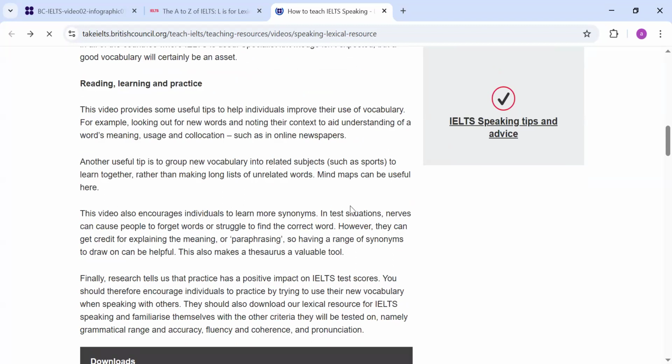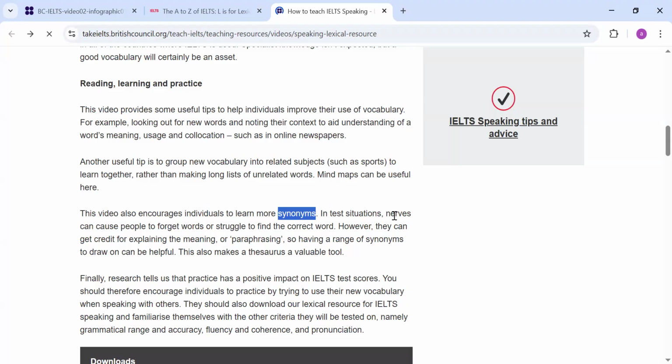This video also encourages us to use synonyms. Nerves can cause people to forget words or struggle to find the correct word. One reason we are unable to be fluent is that we are unable to find the word, which means sometimes we are stressed, and at that time we forget the words. That's the reason we say we don't need to use new words which we have never used in the real exam.